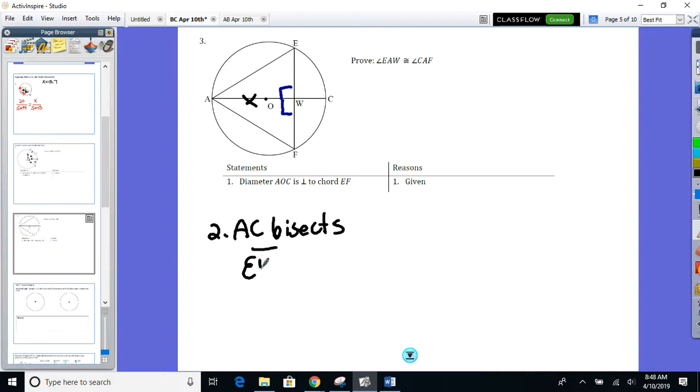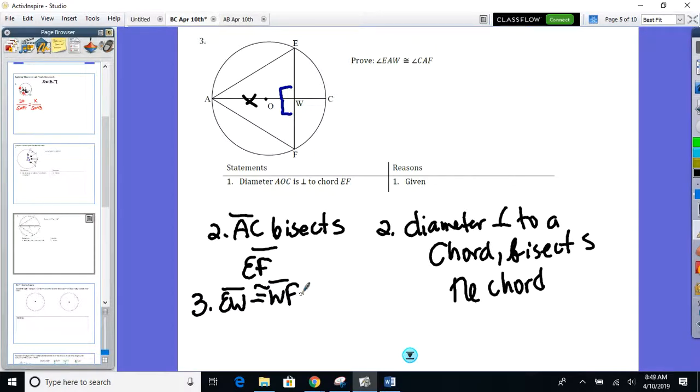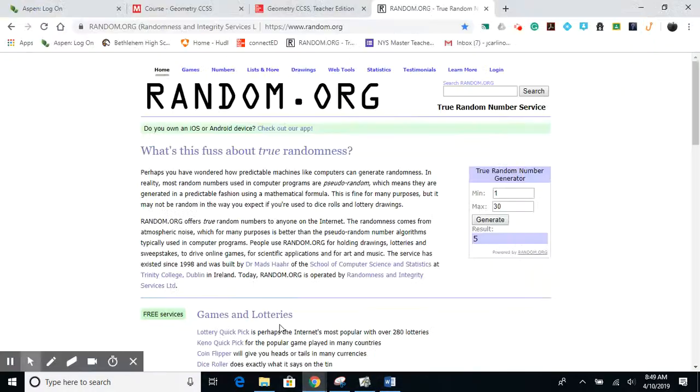EF. I don't know, with me going crazy yesterday in class, if I drove home that point or not, but if you want to use this theorem, diameter perpendicular to a chord bisects the chord. This theorem does not say the 2 little pieces are equal. It says the chord gets bisected. Please use it properly. Now, if you wanted to say EW and WF are congruent, what do you got for me? Definition of a bisector. Good. Now name the reason the 2 triangles are congruent.